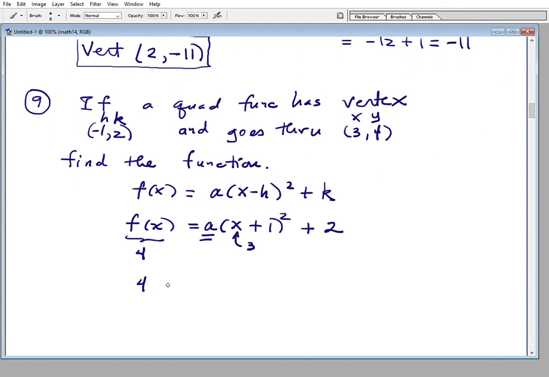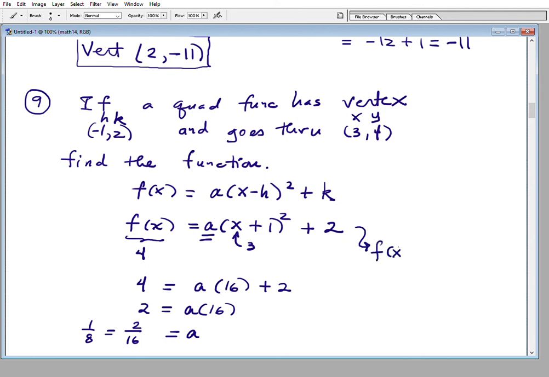So we have 4 is equal to a, and here we have 4 squared, that's 16, plus 2. Okay, just subtract 2. Okay, so divide, so a is 2 over 16. So that's 1/8. So then just finish this, and we have f of x is equal to 1/8 in front, (x plus 1) squared plus 2.